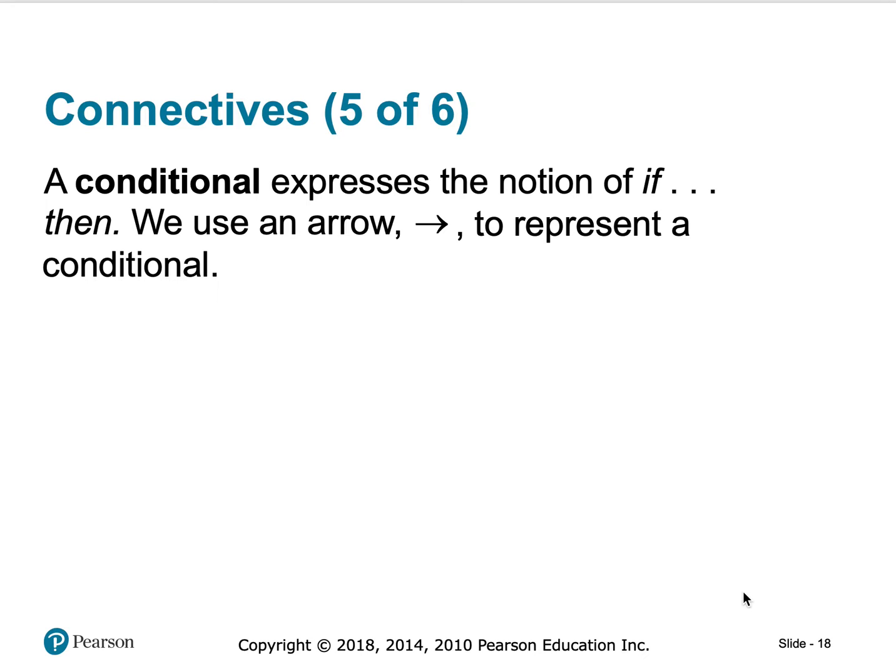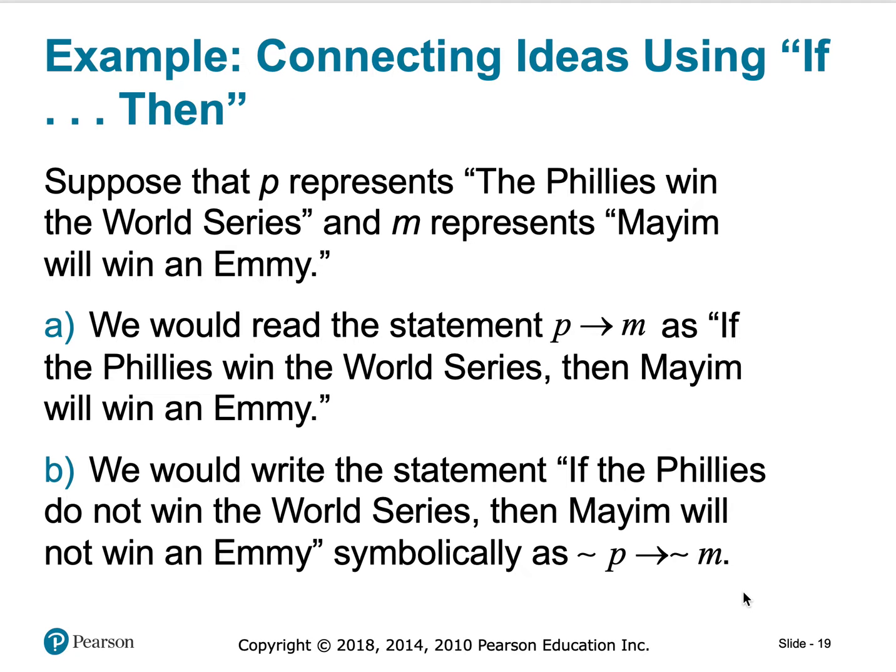A conditional expresses the notion of if-then, and we use an arrow to represent a conditional. So, ways of doing this and connecting ideas using if-then. Let's see what these look like. Suppose that P represents "the Phillies win the World Series" and M represents "Mayhem will win an Emmy." If I want to write the statement as if-then, I would say, if the Phillies win the World Series, then Mayhem will win an Emmy. Not necessarily true, but we did connect them using the right terms. If the Phillies do not win the World Series, then Mayhem will not win an Emmy, which would symbolically be not P, then not M.